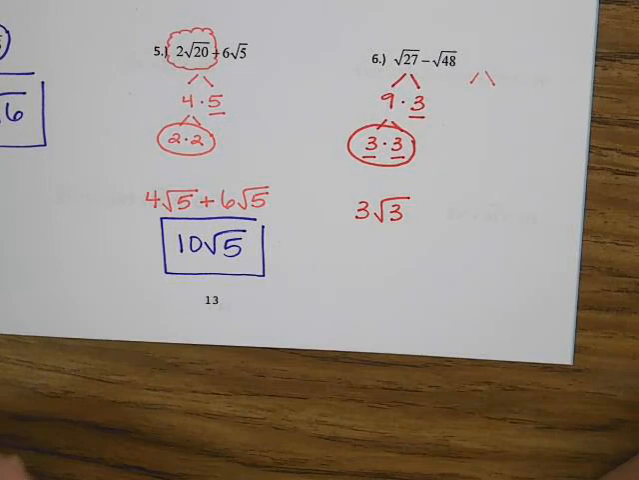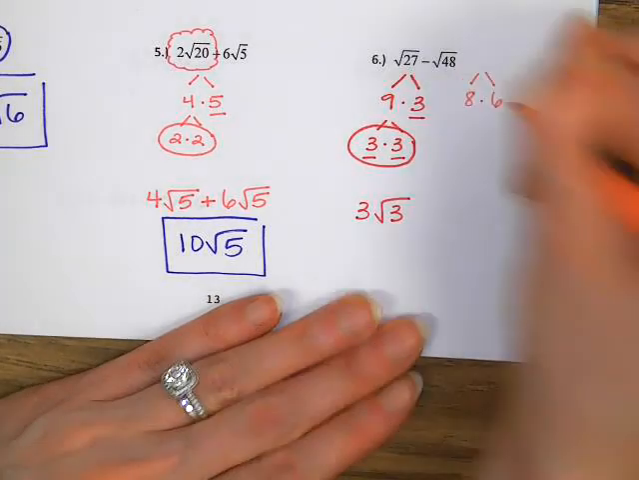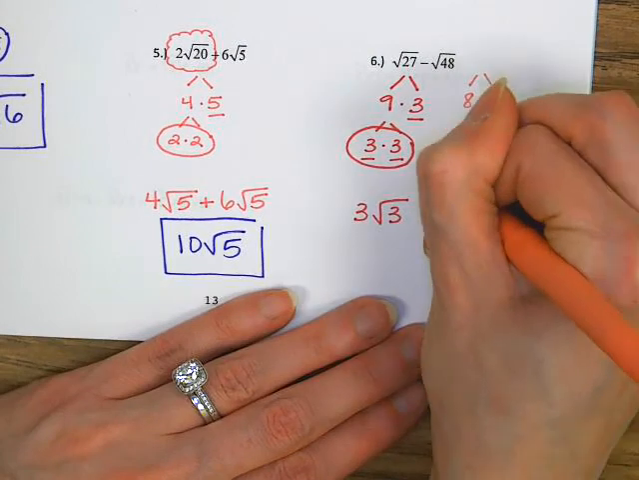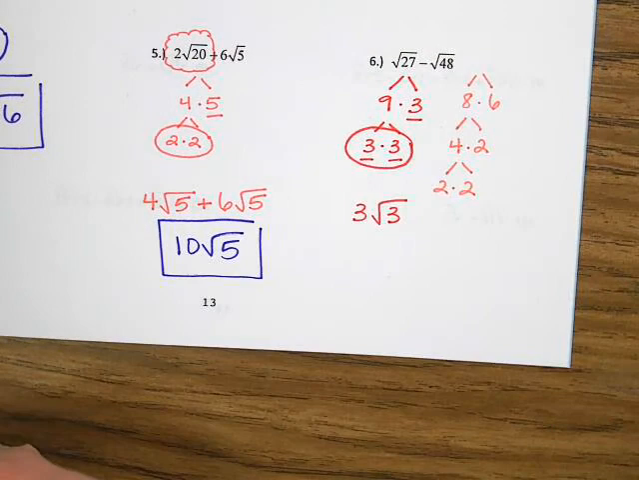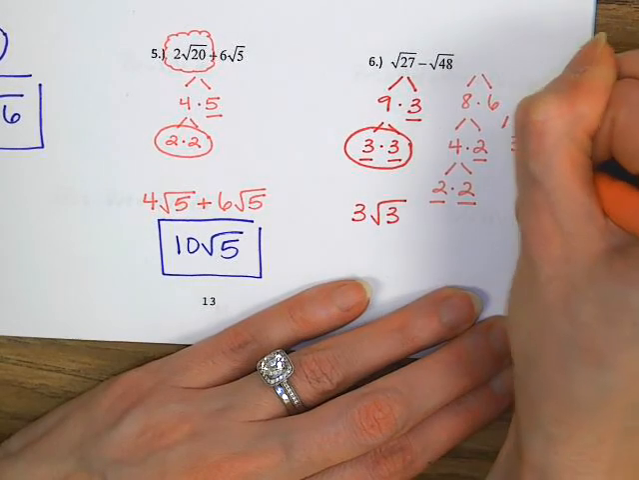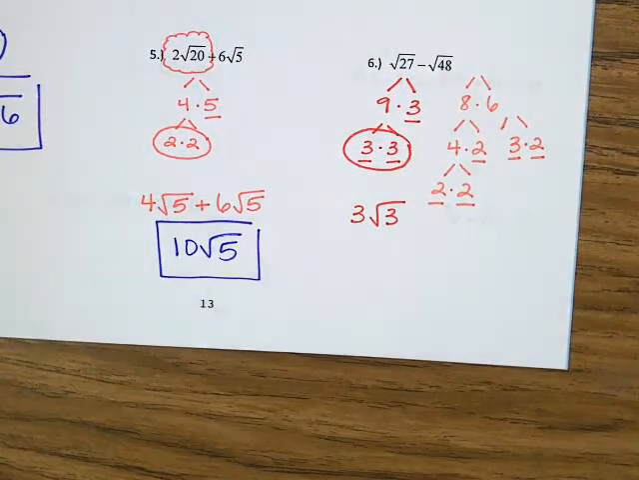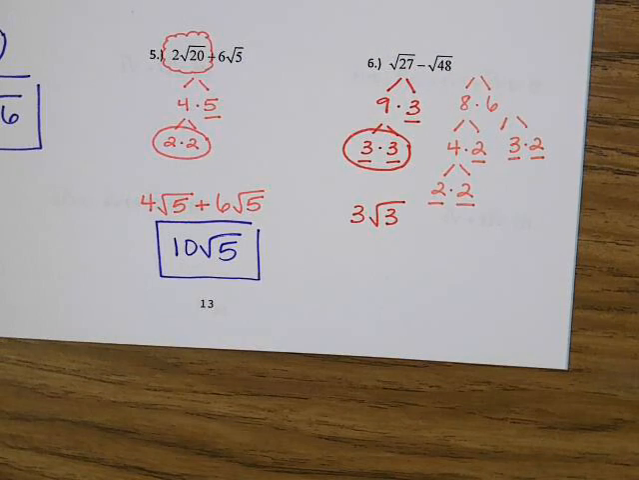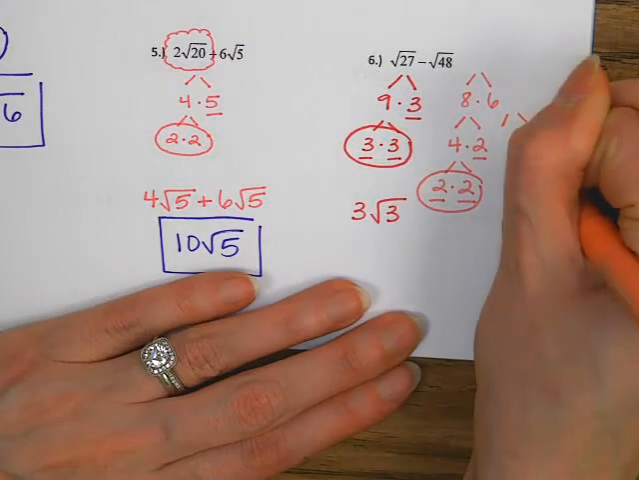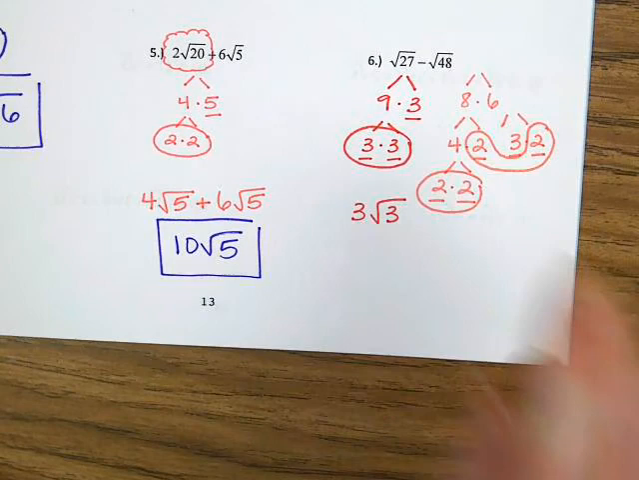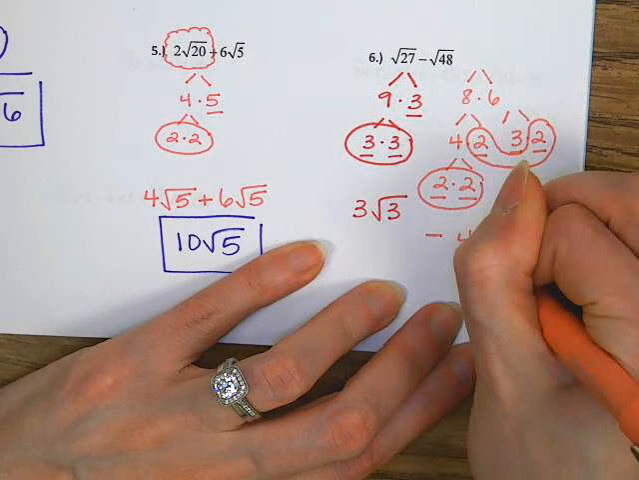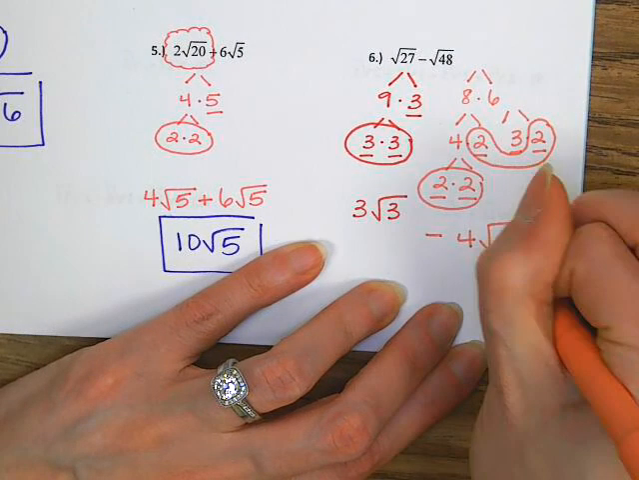So 48 could be 8 times 6. 8 could be 4 times 2. 4 could be 2 times 2. And those are all prime. And then 6 could be 3 times 2, and those are both prime. Okay, we have a double 2 and another double 2, it looks like, right? So 2 times 2 is 4 root, we have a single 3.